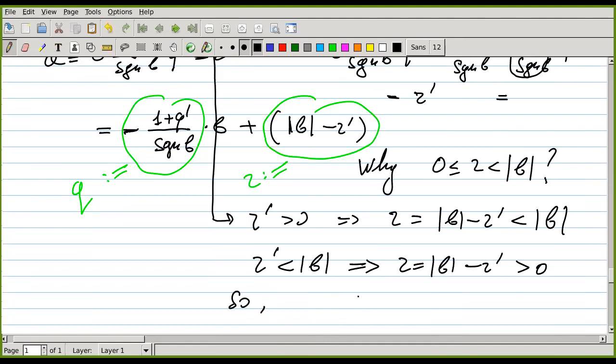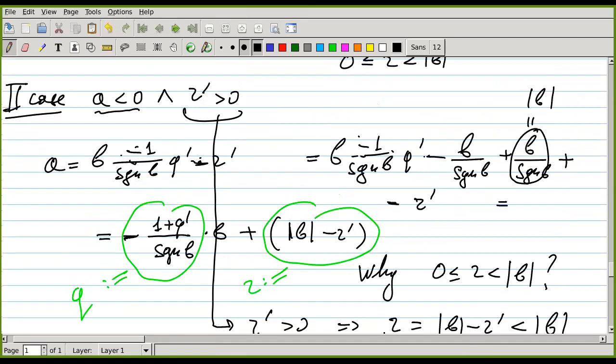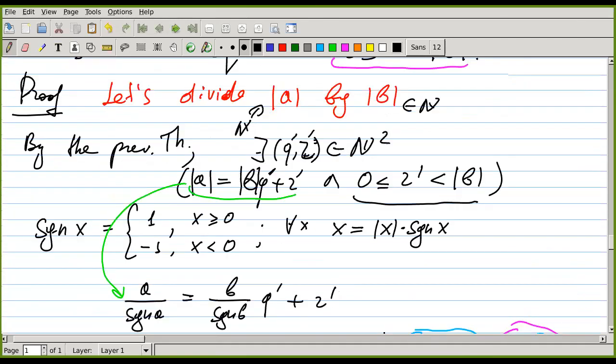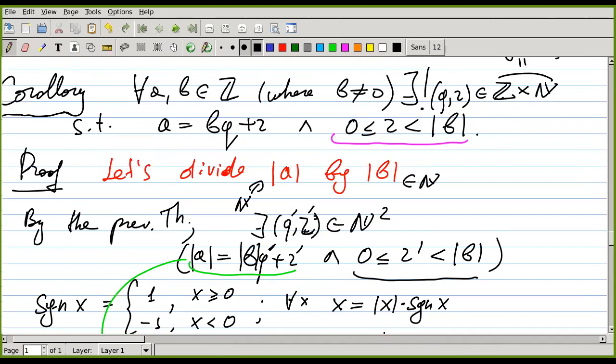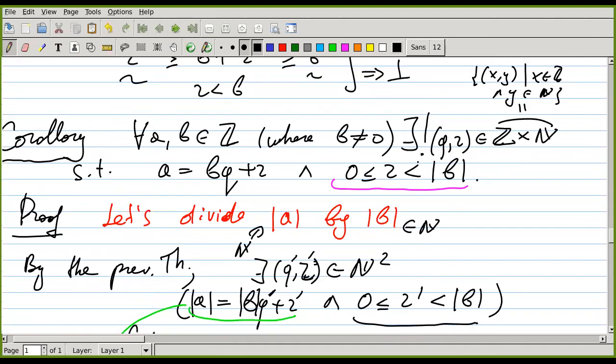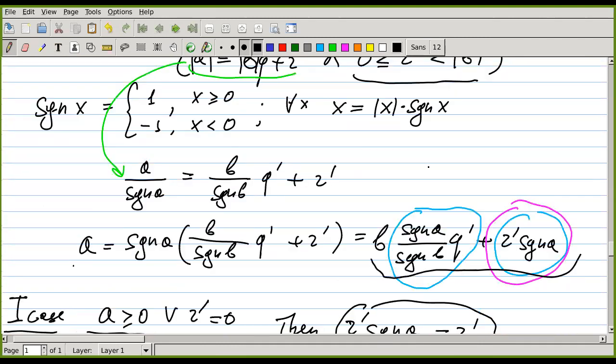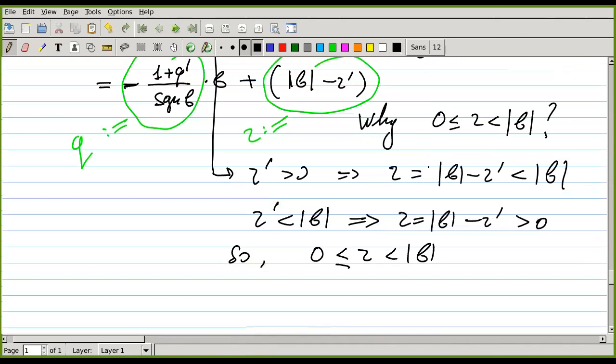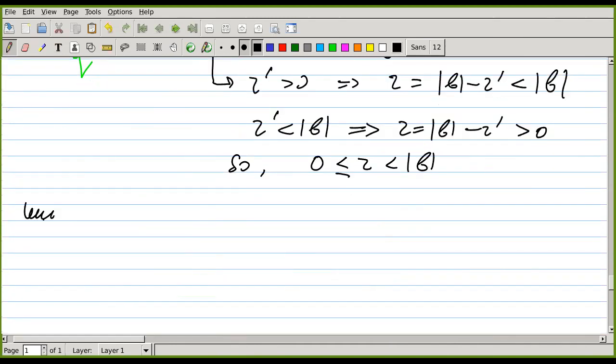So R is greater than 0, but less than B. And of course, it is greater than or equal to 0 and less than the absolute value of B. Is it clear? Yes. So I have successfully constructed both Q and R. The only thing which remains to be proved is the uniqueness of our pair Q, R.